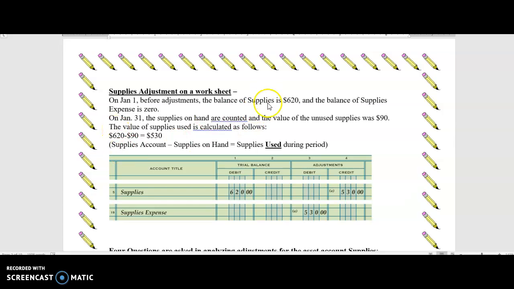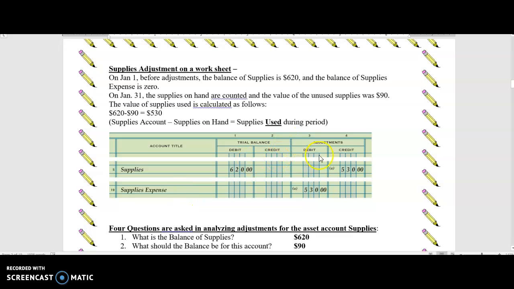We take the beginning of $620 and we subtract the value of the unused supplies of $90, and we get $530. So supplies account minus supplies on hand equals the supplies used. So basically we have to then make an adjustment for that $530 to account for the supplies used.